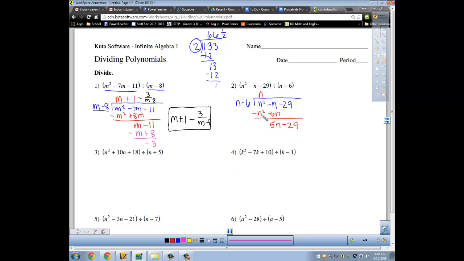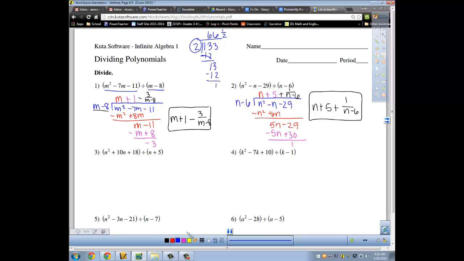And then now I have n, but I wanted 5n. So I need to think, what times n is 5n? That's 5. So positive 5. 5 times n is 5n. 5 times negative 6 is negative 30. Subtract, so change your signs. Negative 29 plus 30 is 1. I don't have anything else to bring down, so I'm going to bring up that positive 1. Since it was a positive, I'm going to put plus, then 1 over, and then what we divided by, n minus 6. So the answer to this one, n plus 5 plus 1 over n minus 6.